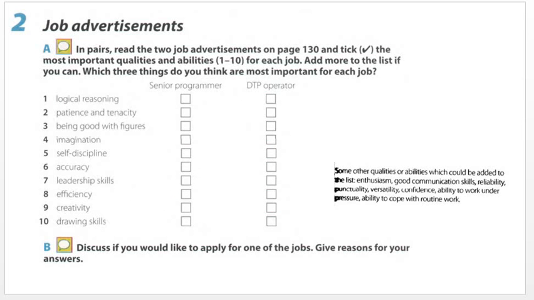Read the two job advertisements on page 130 and tick the most important qualities and abilities for each job. Add more to the list if you can. Which three things do you think are most important for each job? Okay. Here we have logical reasoning, patience, and tenacity. Being good with figures.